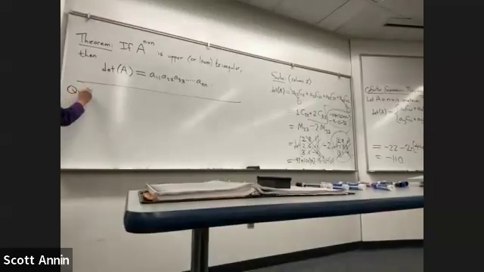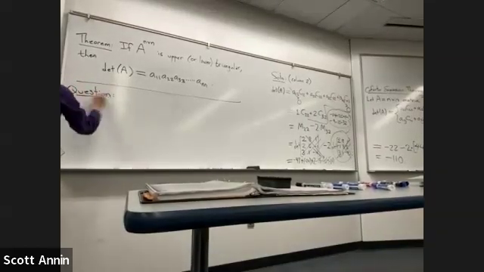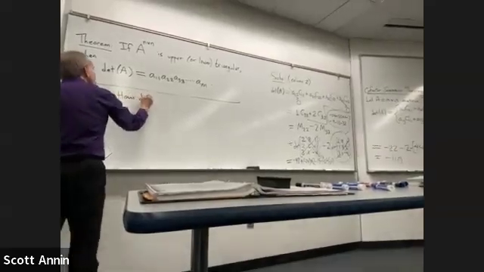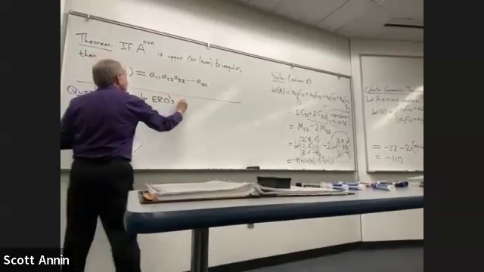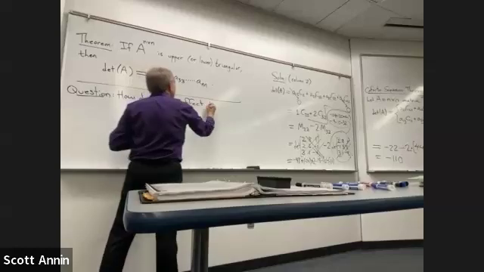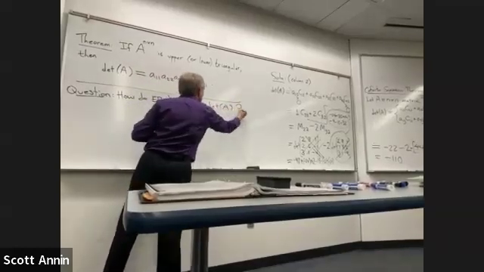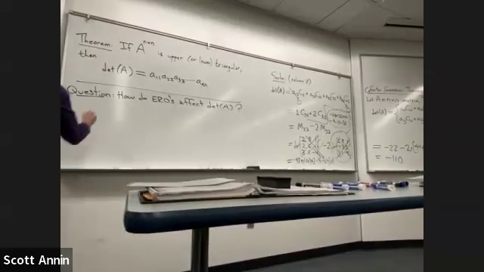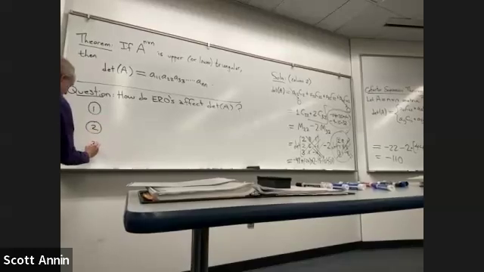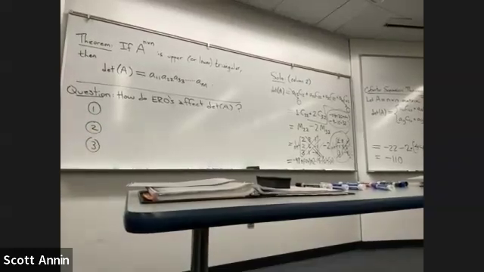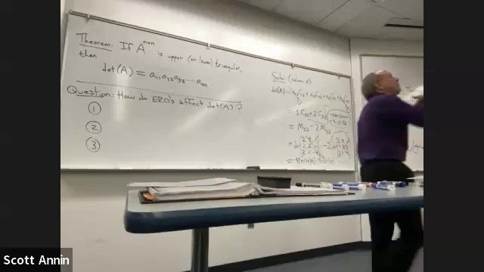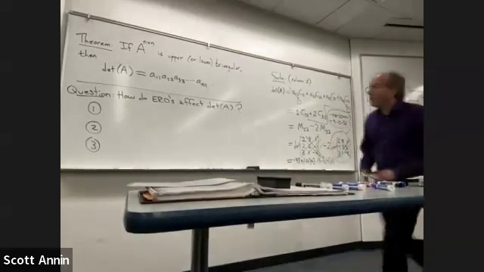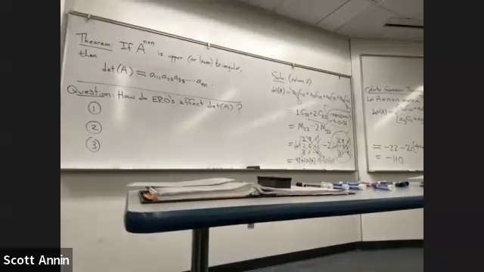So this is just a question. At this point, I have not answered this so far, but we're going to look at it now. The question is just, how do EROs affect the determinant of a matrix? So, like I said, I'm going to answer this in three parts. They will affect the determinant, but they will do it in ways that we can keep track of. Okay, so I've got three things here because of course there are three types of EROs.